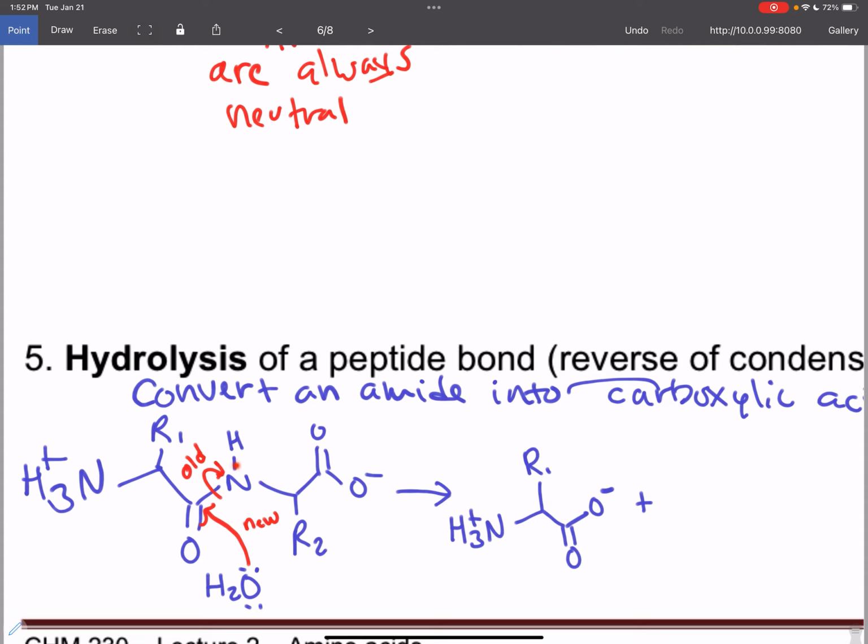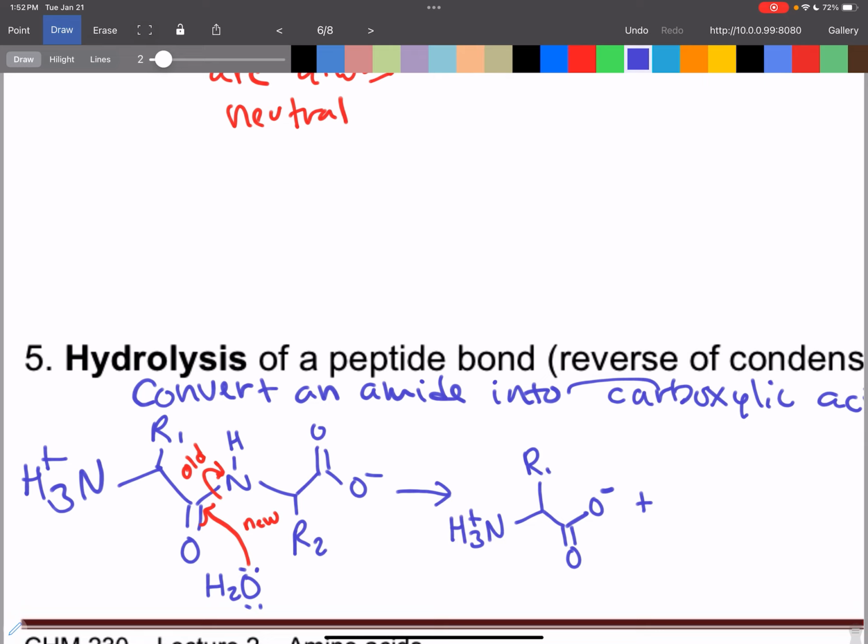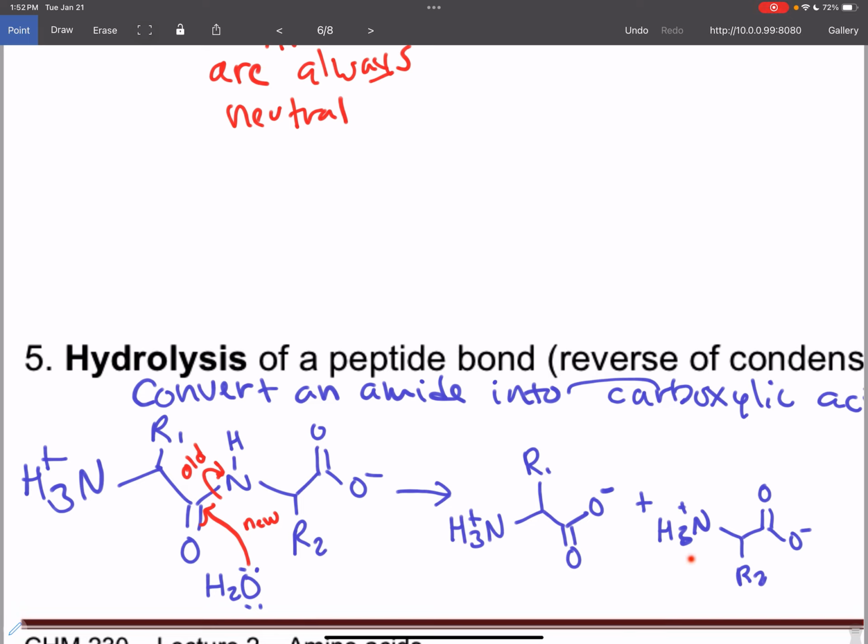That is the nitrogen now, which will need extra protons, and so it'll grab those protons essentially from water, if not here, then from other water molecules. And so it'll have here our H3N, just like before, and then our R2 group here, and then our same carboxylate group that we had. So now we have broken apart the amide, and it is now in the form of two separate amino acids. Here's the carboxylic acid, which is now a carboxylate, and the amine here.